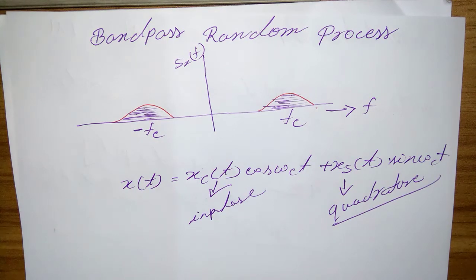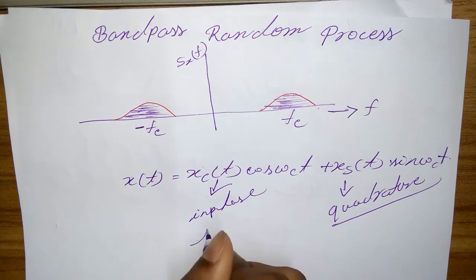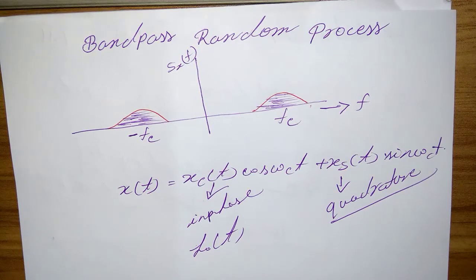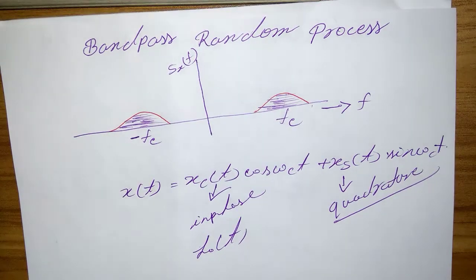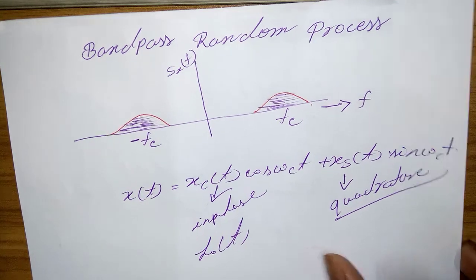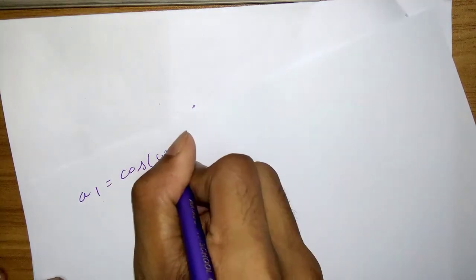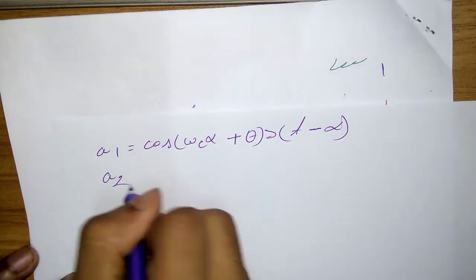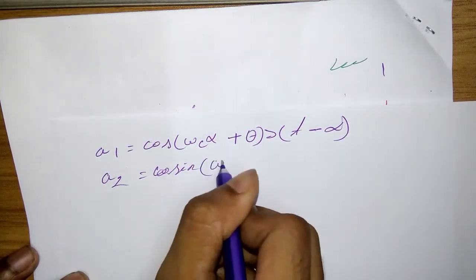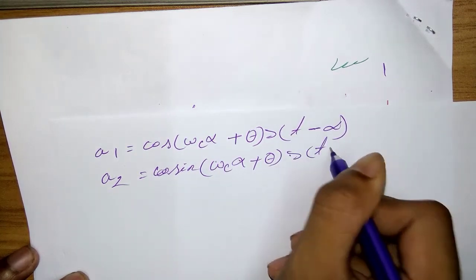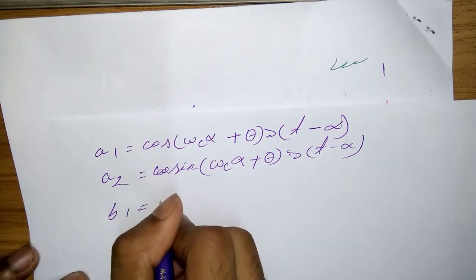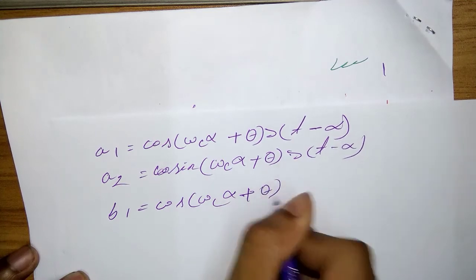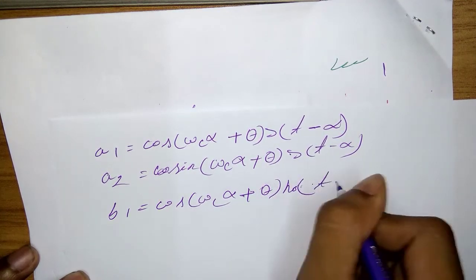This can be proven by considering a system with a transfer function H0(f), like a low pass filter with the unit impulse response h0(t). First we show the system in this figure, and next is the identical bandpass filter with the transfer function H(f). The signals in the system are a1 equal to cos(omega c alpha plus theta) delta(t minus alpha), and a2 is sin(omega c alpha plus theta) delta(t minus alpha), and next b1 is cos(omega c alpha plus theta) h0(t minus alpha).